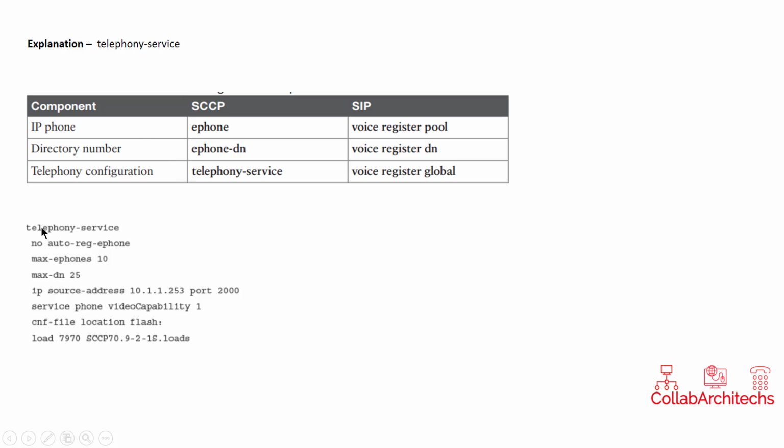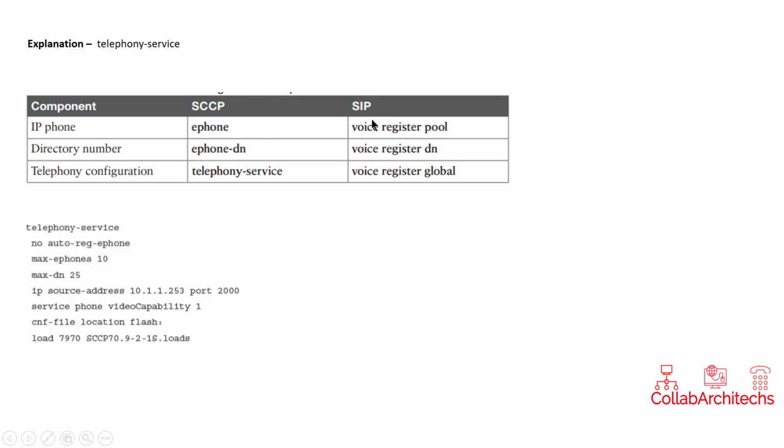So the question is asking about the telephony services. Under telephony services, if you see what are the important commands that are required to configure an IP phone. Telephony services is for SCCP. If you see the commands like max ePhones, max DN, IP source address, these three are the important commands which are required to configure the core telephony services on the Call Manager Express.